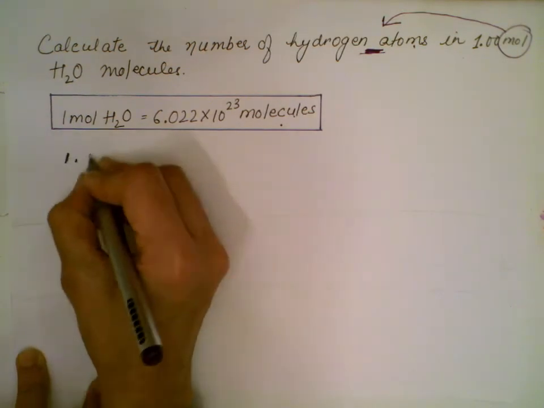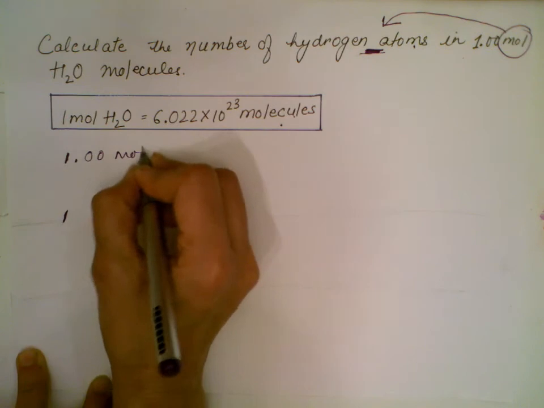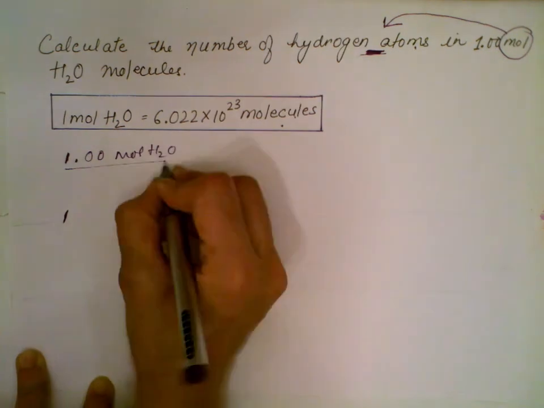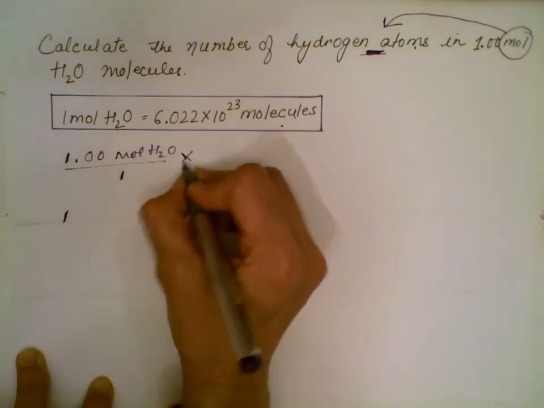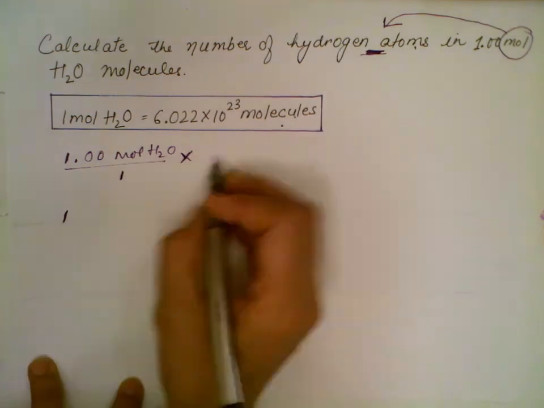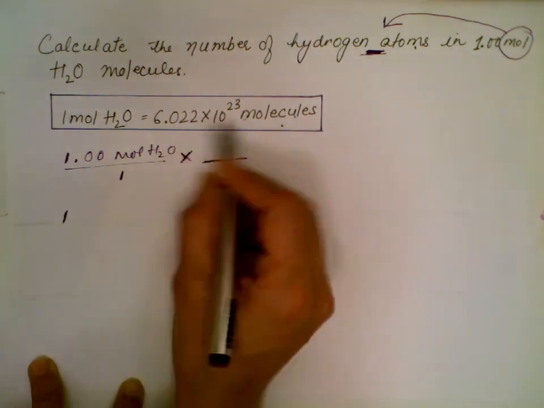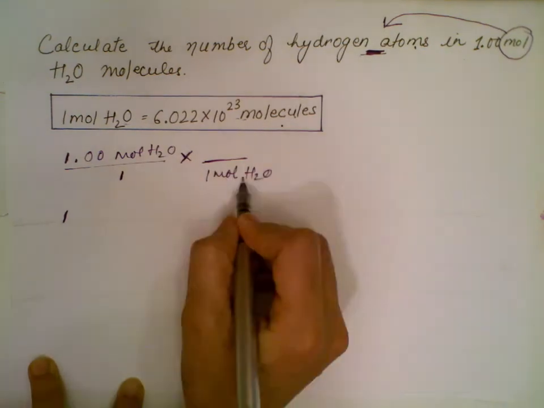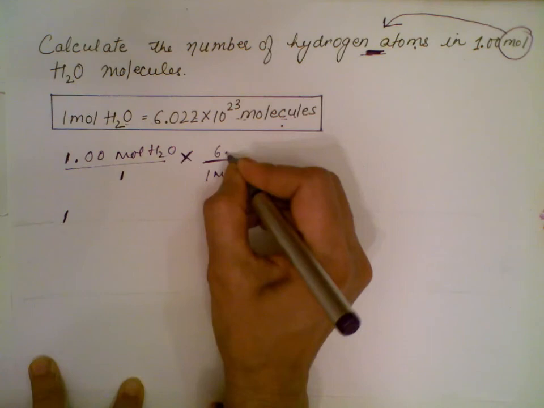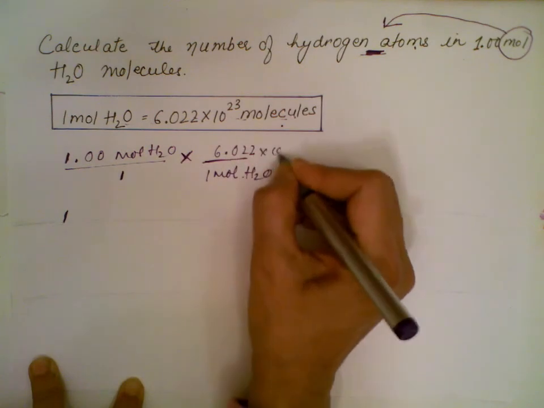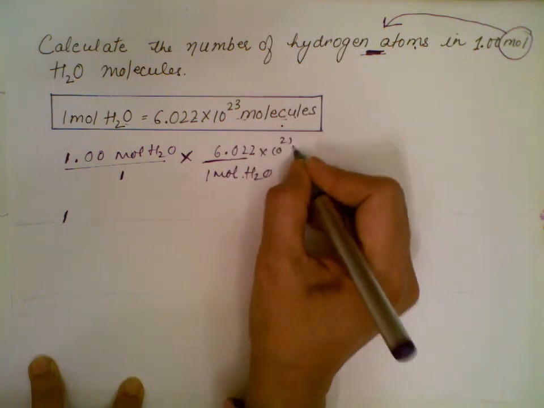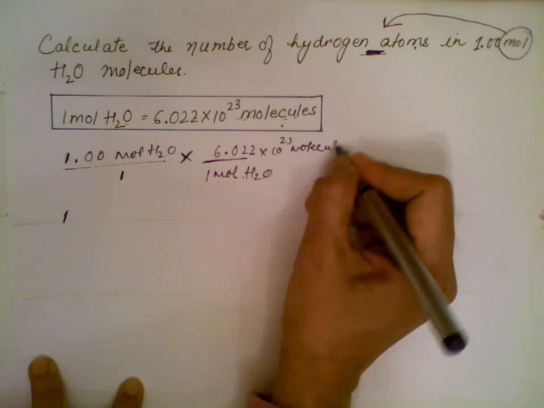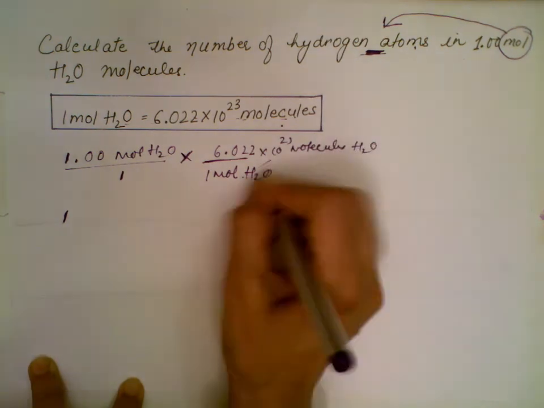So let's look at this problem here. I'll write it here. 1 mole of water, okay, over 1. All right, so I want to get rid of the moles. So I'm going to make the fraction in such a way that moles of water are at the bottom and molecules at the top. All right, cancel.